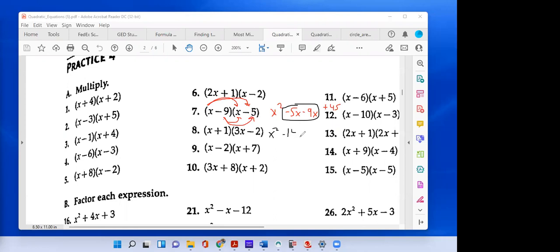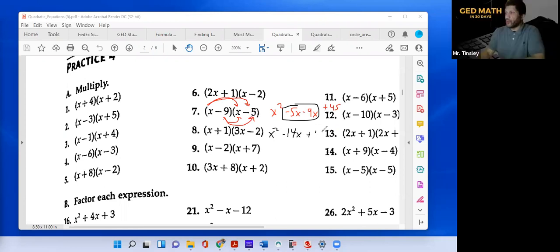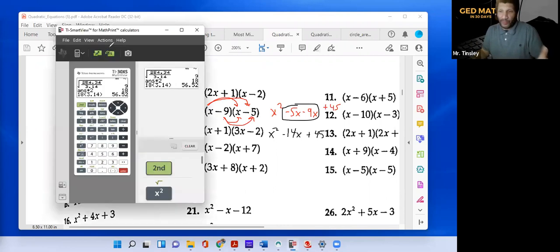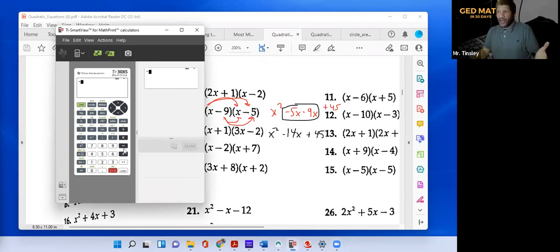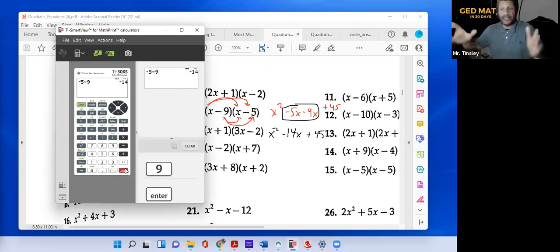So listen, the biggest mistake that I saw people make on the practice quizzes was with minus 5, minus 9. People put positive 4 or negative 4. Listen, you grab your calculator. Don't let signed numbers be your downfall. You have a calculator that you can use. Watch this. Minus 5, minus 9. You should never get it wrong.